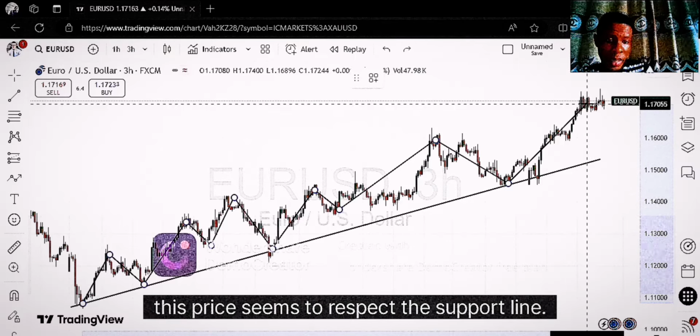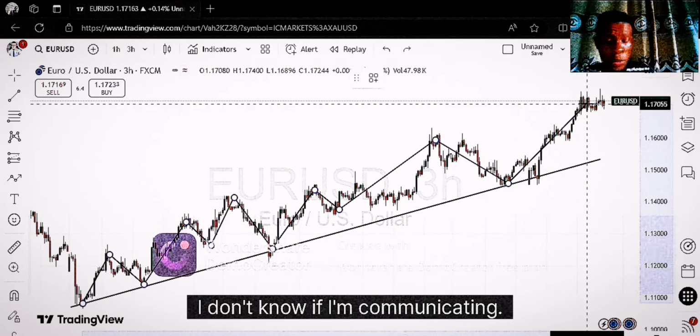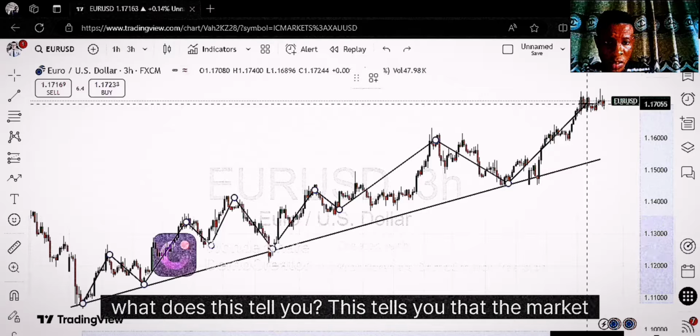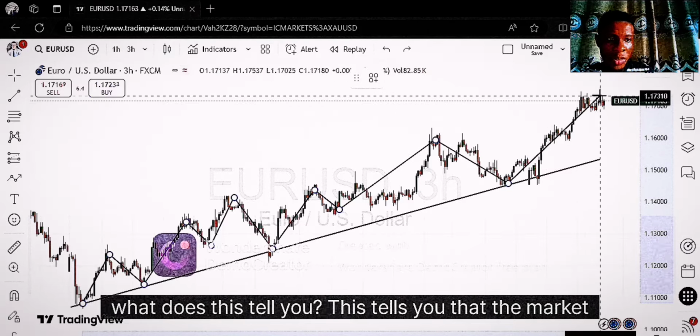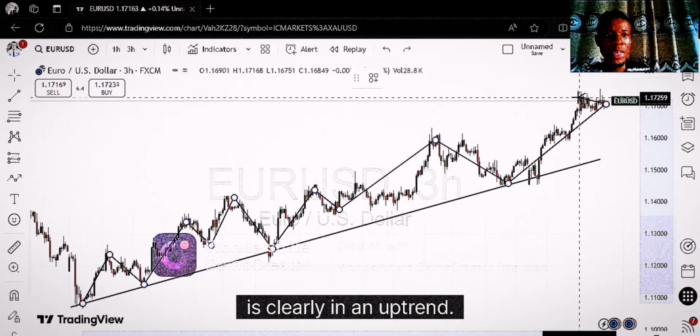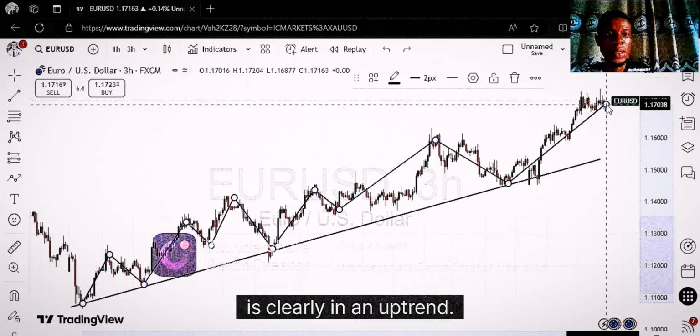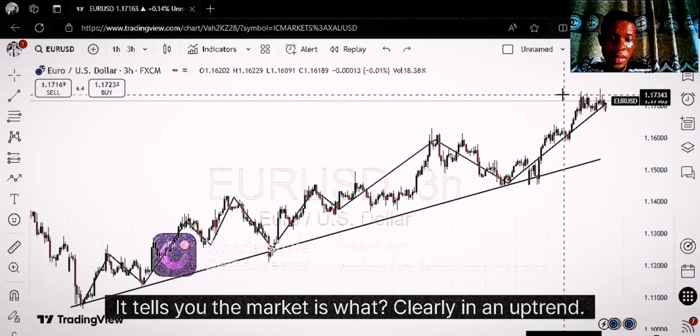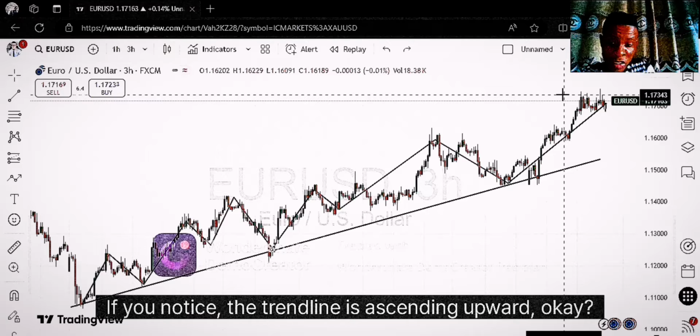Now this price seems to respect the support line. I don't know if I'm communicating. So looking at this picture, what does this tell you? This tells you that the market is clearly in an uptrend. It tells you the market is what? Clearly in an uptrend. If you notice, the trend line is ascending upward.